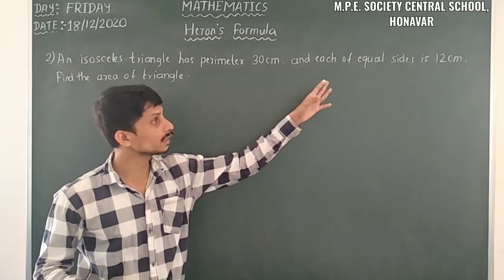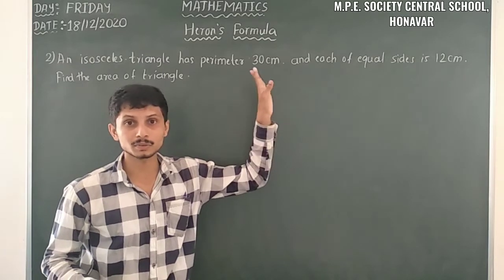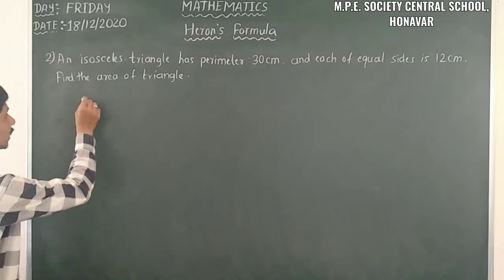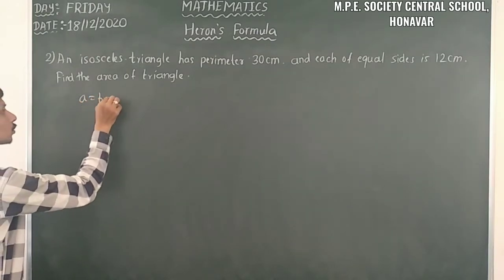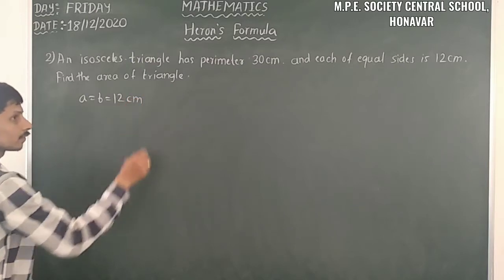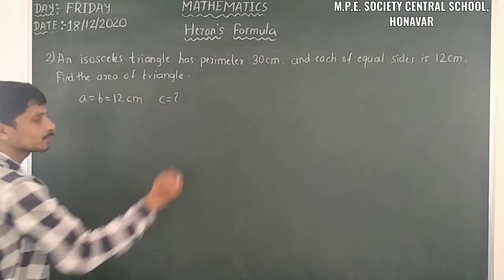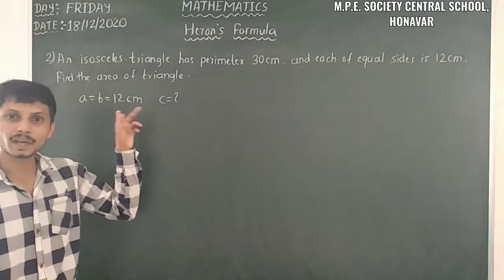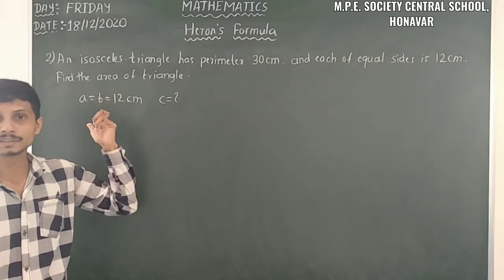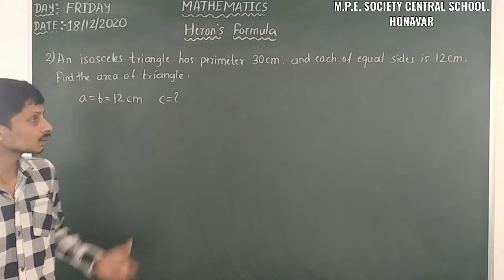Here each of the equal sides is 12 centimeters, given. So A is equal to B is equal to 12 centimeter. And we have to find out the value of C. The same situation, but here those two sides are the same. We have to find out the other side here. Yes, so let us take that one.